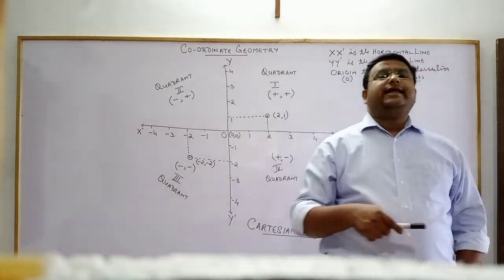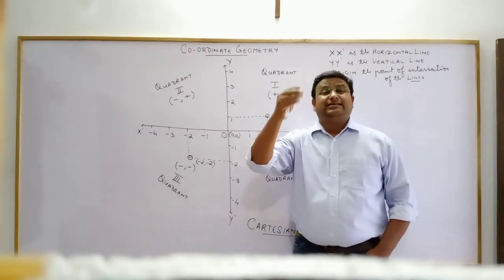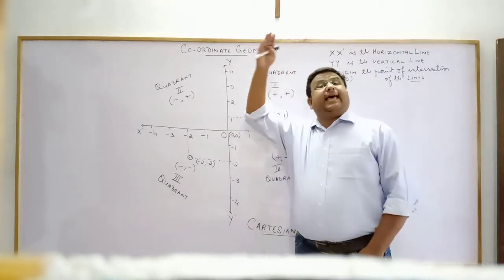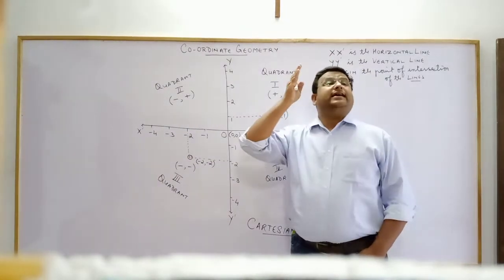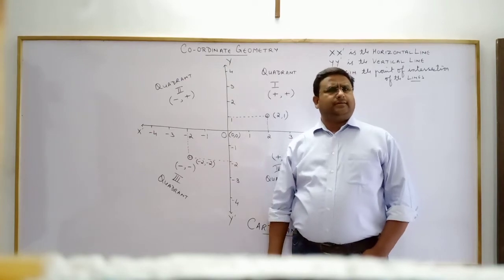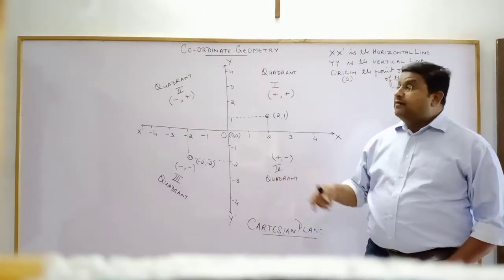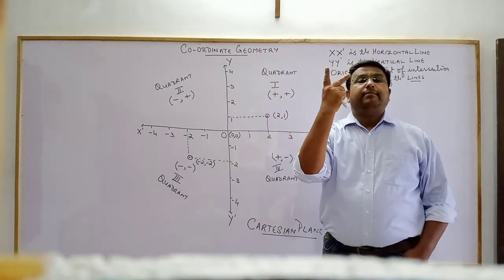When we study in our nursery, LKG, UKG, our teacher teaches us A, B, C, D. What comes first? X, y and then z. So first is x, second is y, third is z. So why are you saying z? There is no z. There is only x and y right now. Yes, we are talking about coordinate geometry for 2 dimensions.